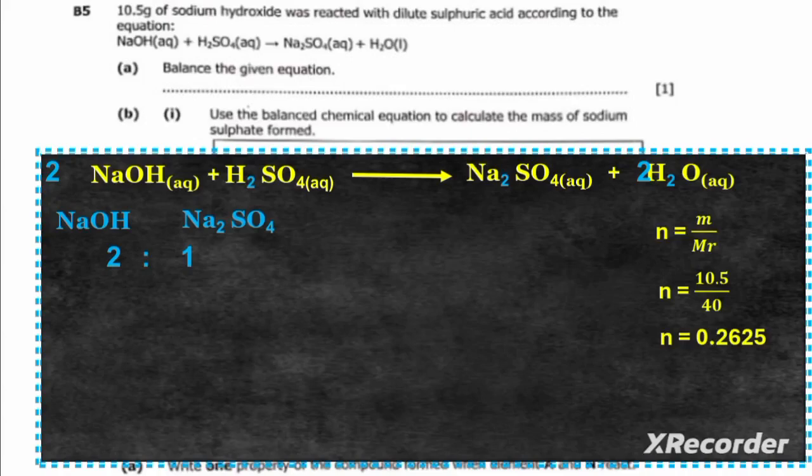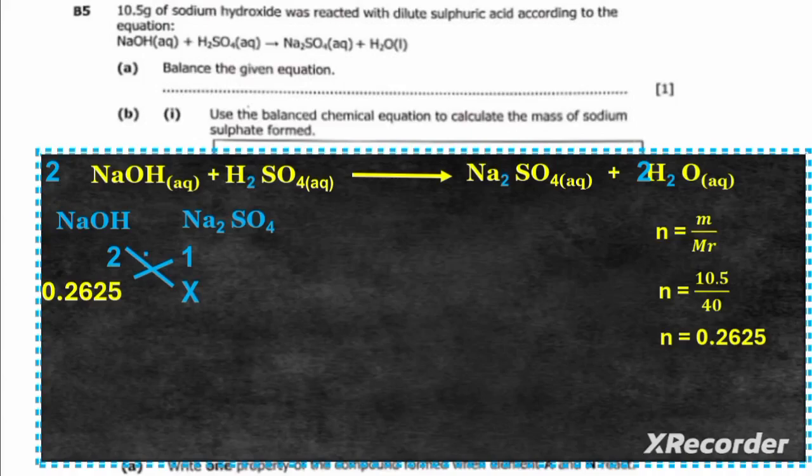The number of moles of sodium hydroxide. Now we are looking for the number of moles of sodium sulfate. So once we find the number of moles of sodium sulfate, then it will be easier for us to find the mass. We do a cross multiplication.